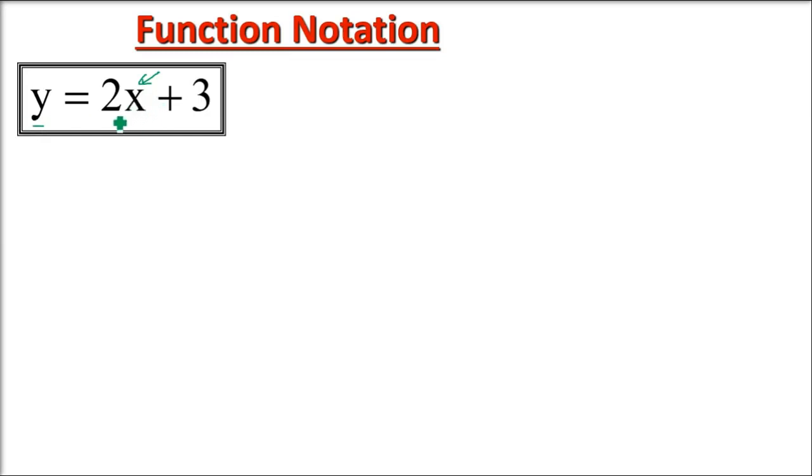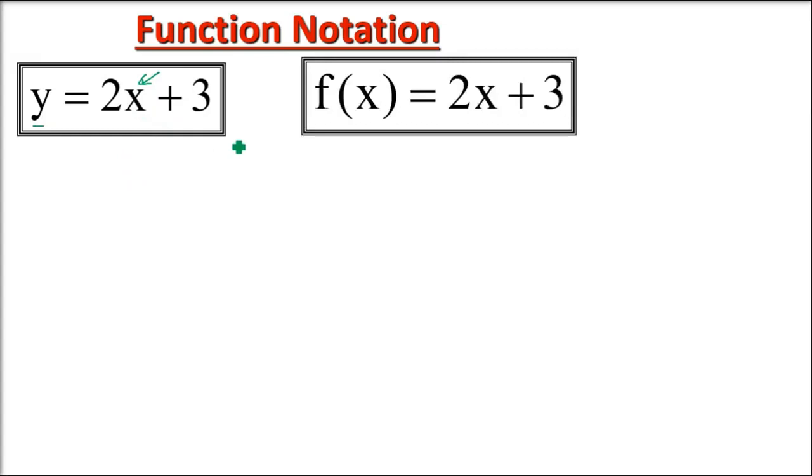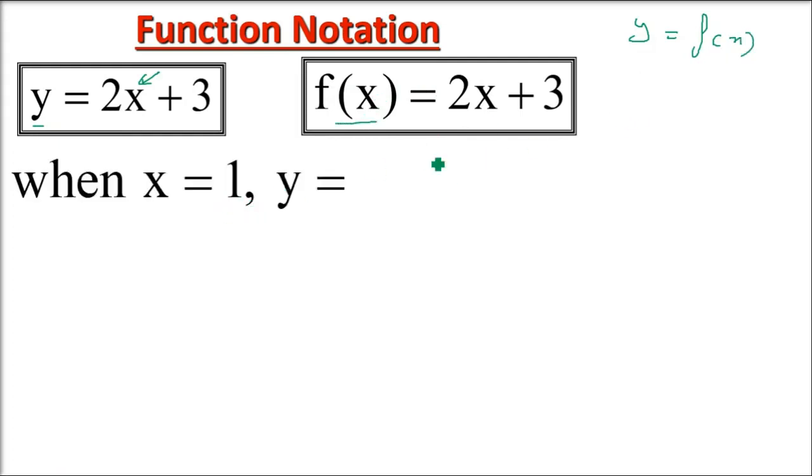Because for x, you can put any value from the set. If it is a real set, all the real values. Complex set, all the complex values. But y is bound by 2 multiplied by x plus 3. So y is a dependent variable. This y is a function of x. So that is why we write y equals f of x.